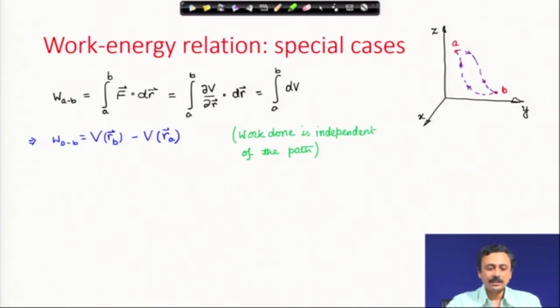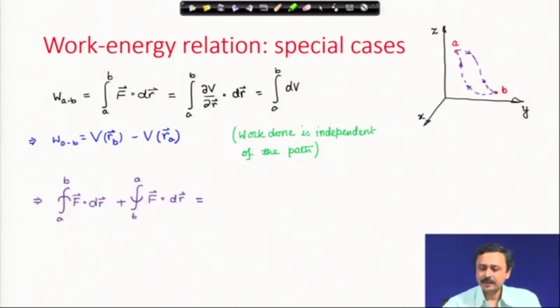This tells us that the work done when the particle moves from A to B is nothing but the difference in the values of the potential calculated at R B and calculated at R A. It is V(R B) minus V(R A). This does not bring in the path, as you can see. So, it is independent of the path you take.